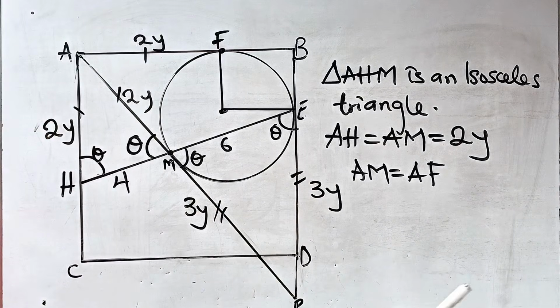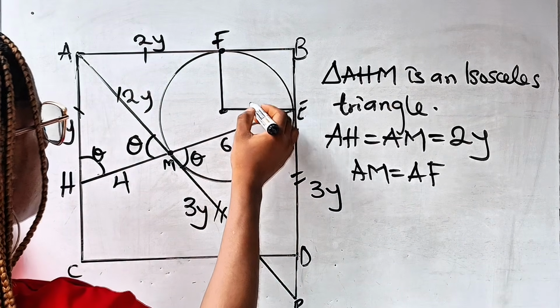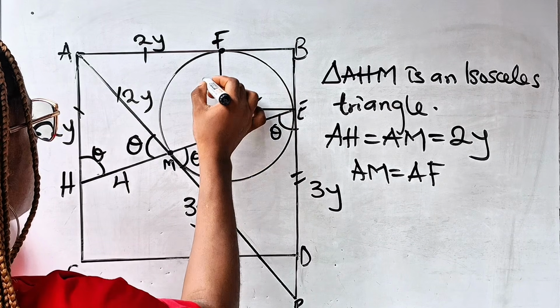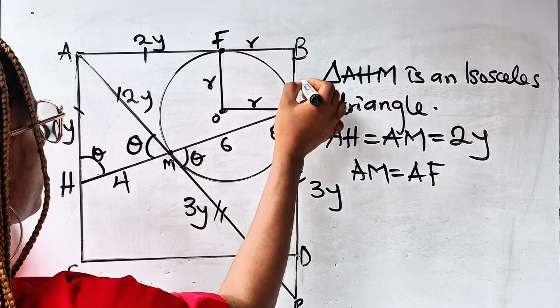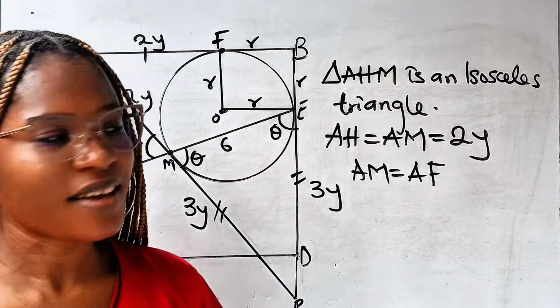Okay, so it simply means that from here to here is the radius of this circle. From here to here, this is O, is the radius of this circle. This is radius and this is radius. All right, we're almost there.